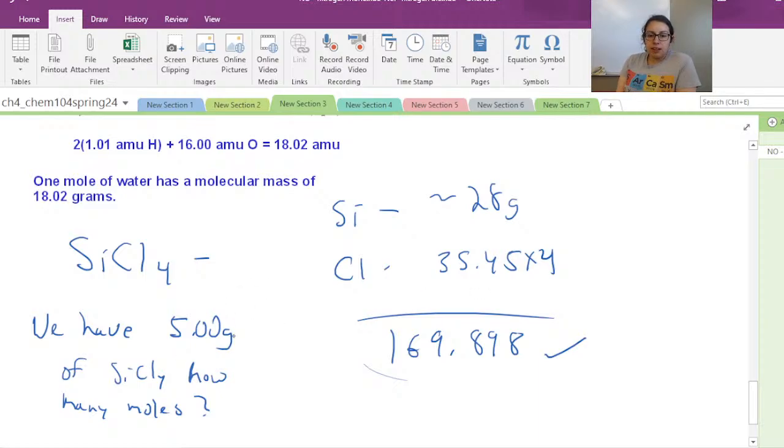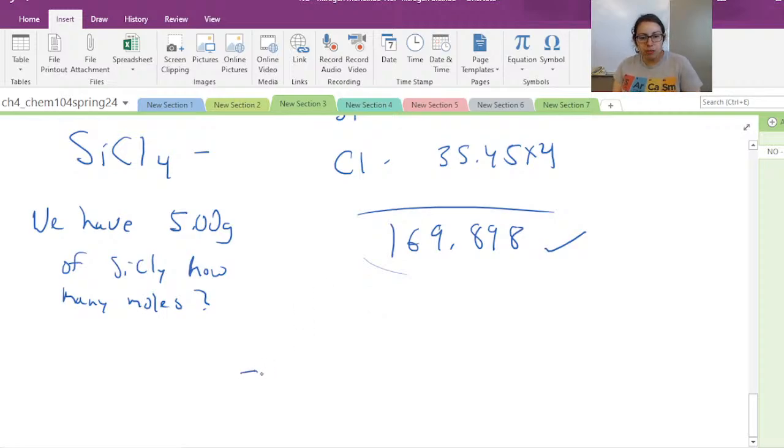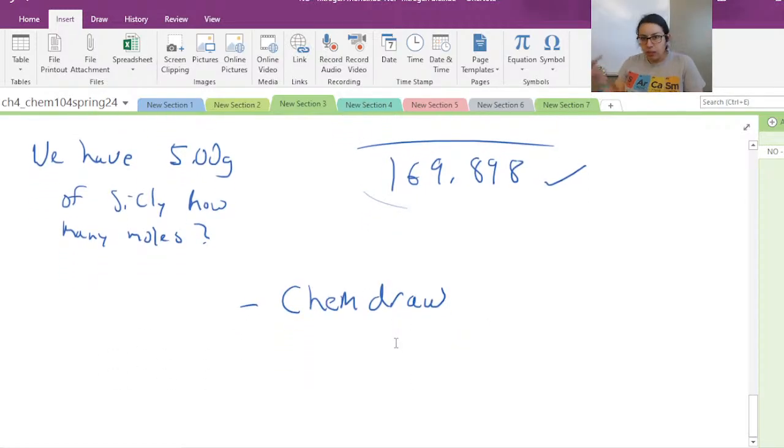Ideally, you want your mass to have at least as many sig figs as you were given in the problem. But again, I'm not going to be that picky about it. We're not that precise right now with our values. What if you really wanted to know your mass accurately? I would suggest some sort of chem drawing software. Unfortunately, I don't have it on this computer because you have to have a license, or sneak around it, which I haven't done on this computer.